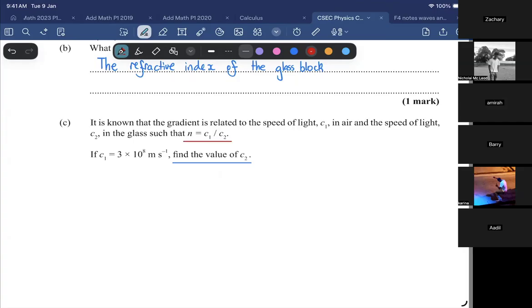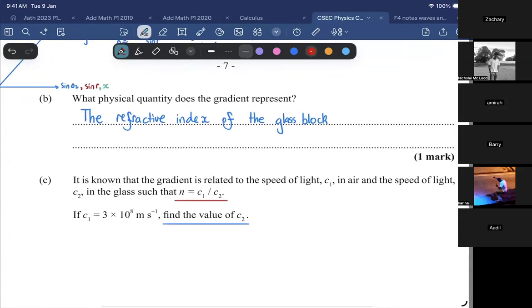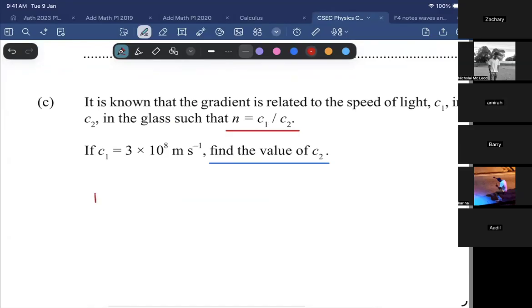Before we move on, let me just write down that formula in big. They gave us that formula. N is equal to C1 all over C2. What else did they give us? Could anybody in class tell me what else they gave us? The speed of light was C1? Okay, so they gave us C1. We know that C1 is equal to 3 by 10 to the power 8 meters per second. And you should know that's just the speed of light in air, right?